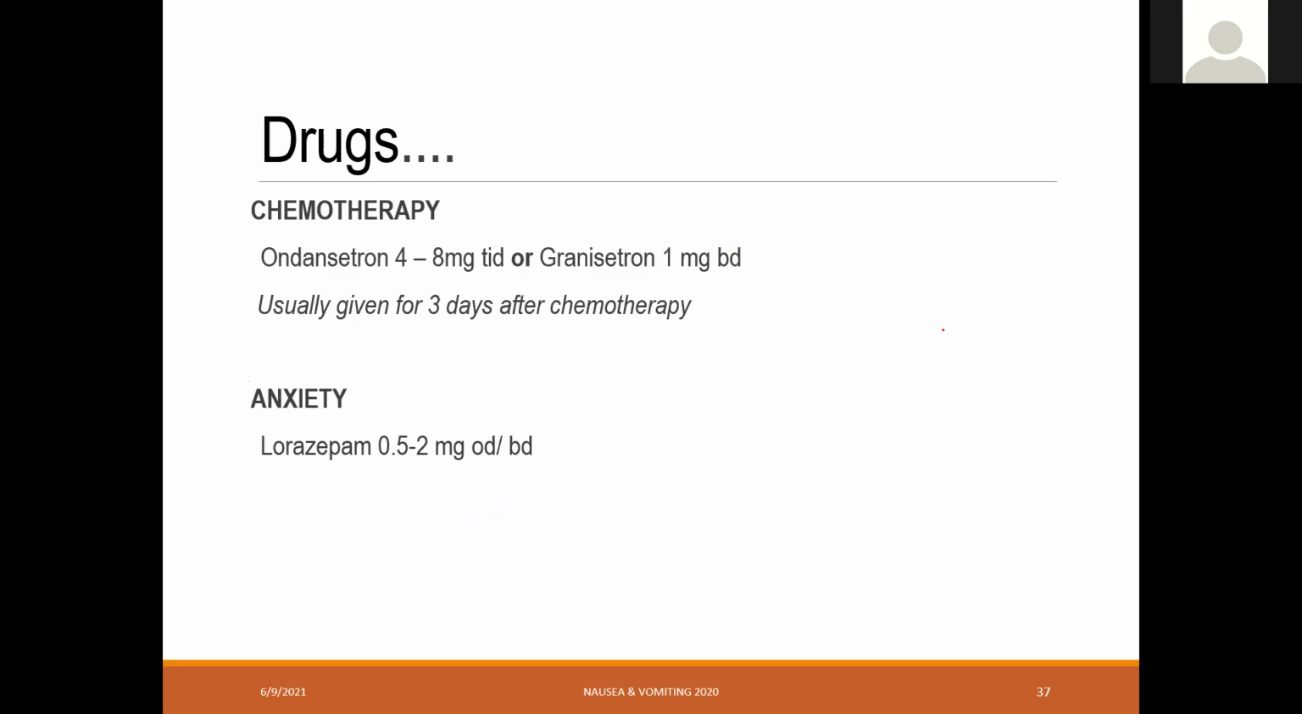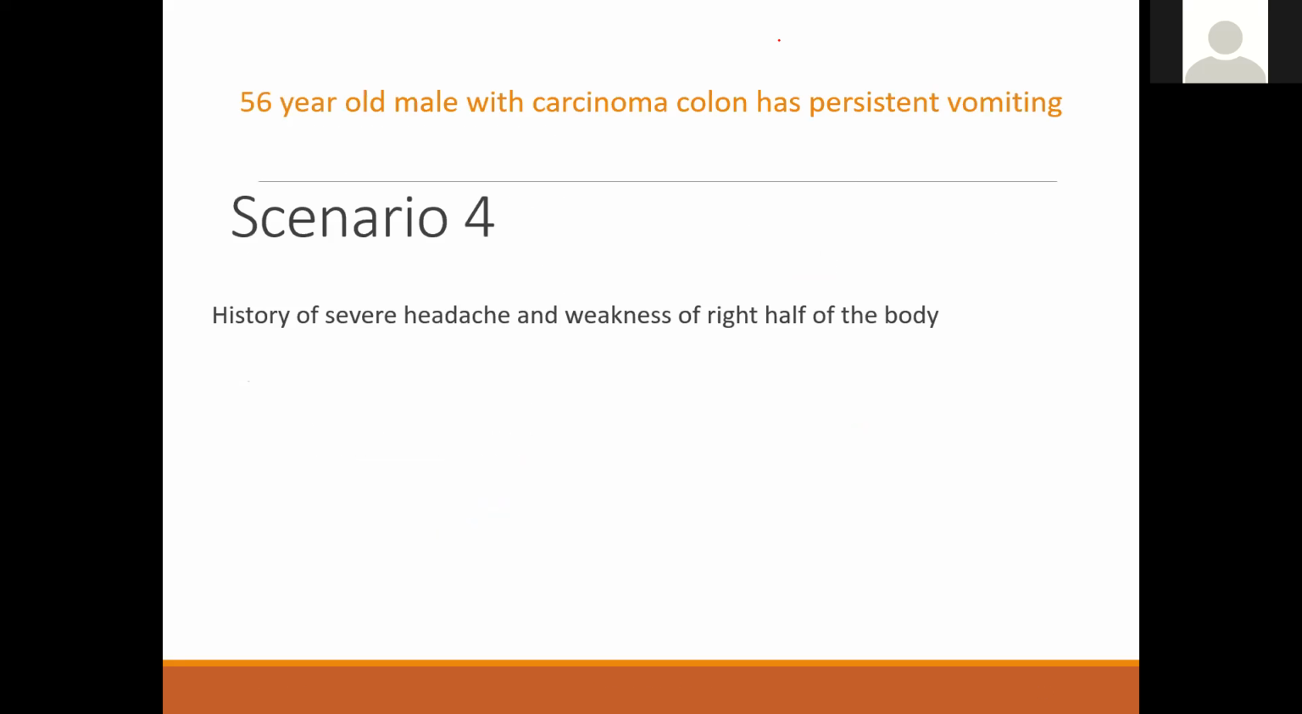The drugs commonly used when the CTZ is involved would be ondansetron or granisetron, usually given for 3 days after chemotherapy. If you are dealing with anxiety-related nausea and vomiting, then it would be lorazepam, anywhere from 0.5 to 2 milligrams. Again, the same patient tells you that I have severe nausea and vomiting, along with severe headache and weakness of the right half of the body. So what are we dealing with here?